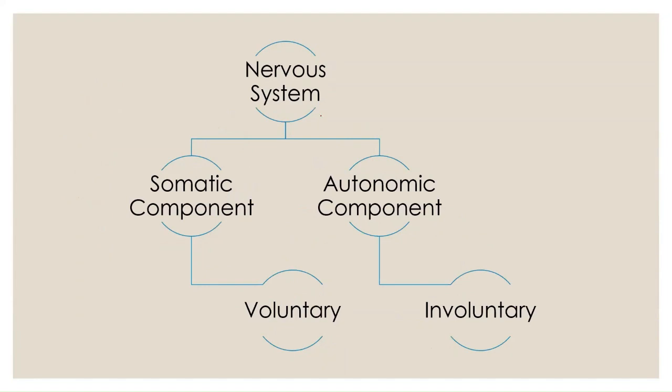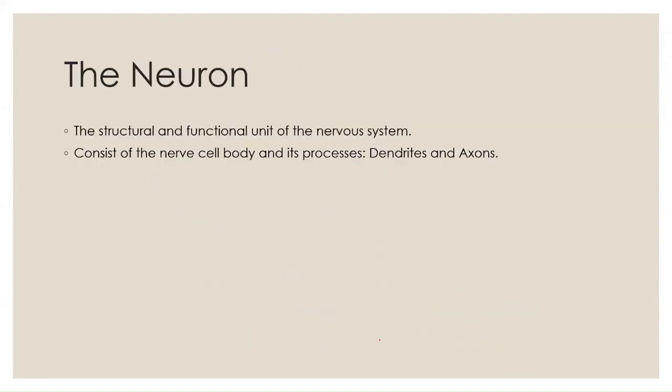Then the whole nervous system can be again divided into a somatic component and an autonomic component. The somatic component is the voluntary part, the skeletal muscle movements. The autonomic component is the involuntary part. As we said before, the blood pressure, heart rate, and things like that.